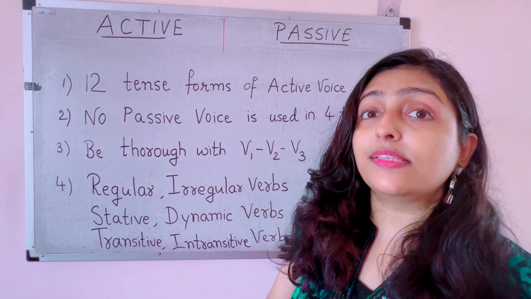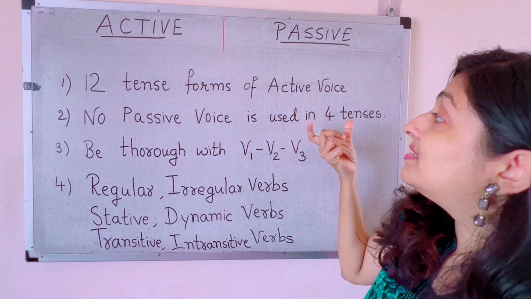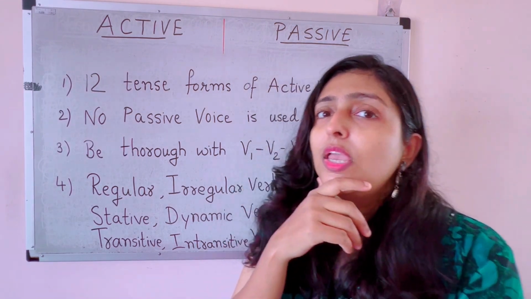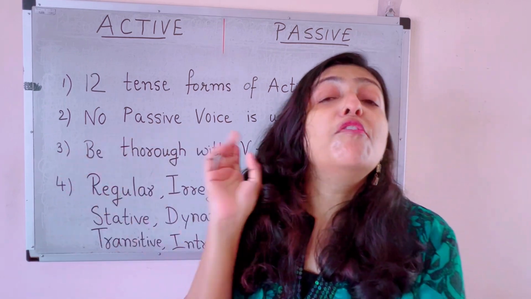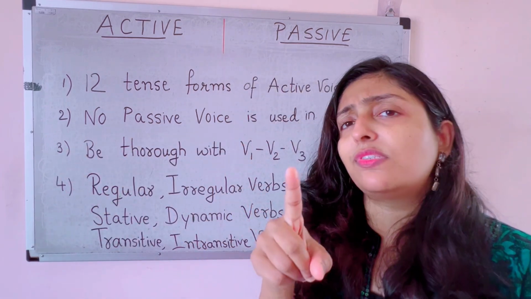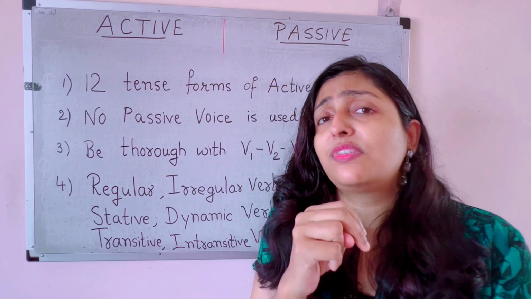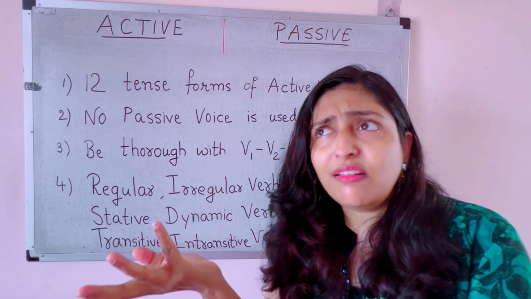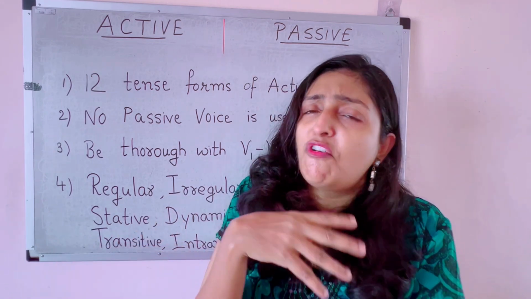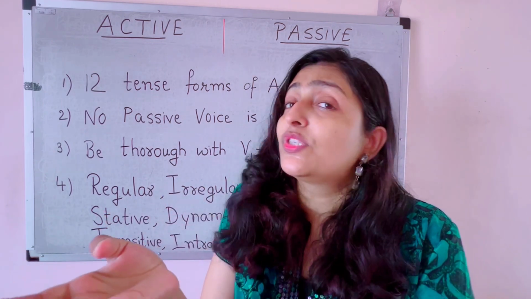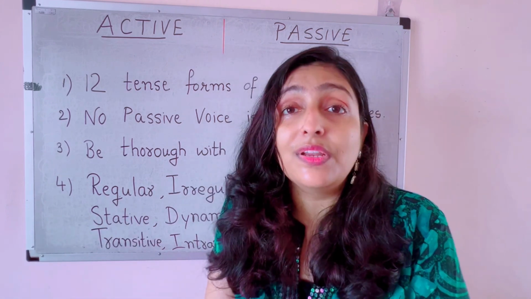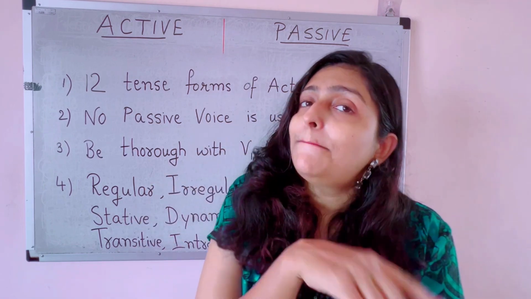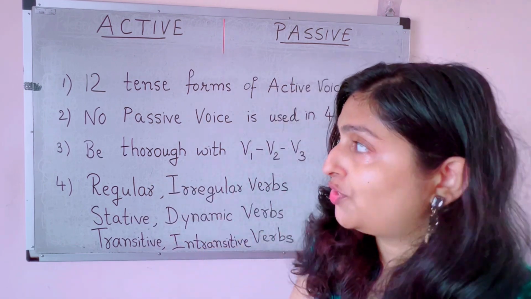The second point is no passive voice is used in 4 tense forms. I guess you already know that. We don't have passive voice for present perfect continuous tense, past perfect continuous tense, future continuous and future perfect continuous tense. And the reason is maybe because they are very complex and they seem to sound very awkward and weird. So in all, we have only and only 8 passive voice tense constructions.